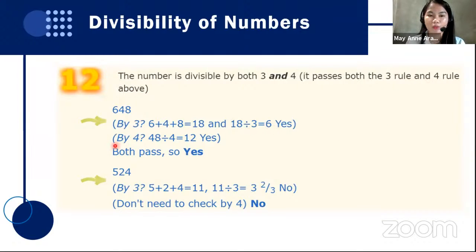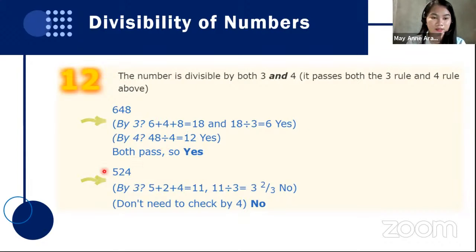And how about for 4? Since the last two digits, 48, is divisible by 4, therefore 648 is divisible by 12, since it passed both the rule for 3 and 4.